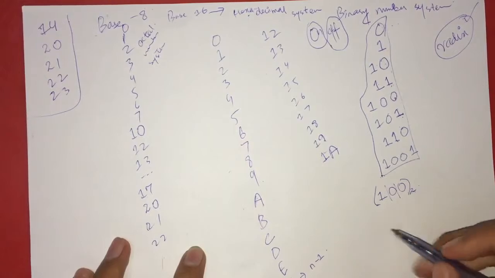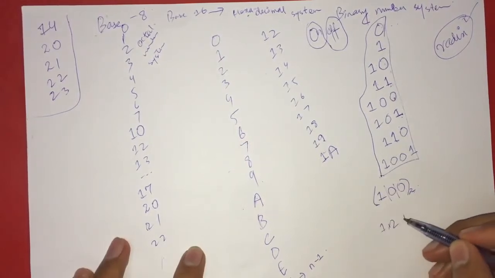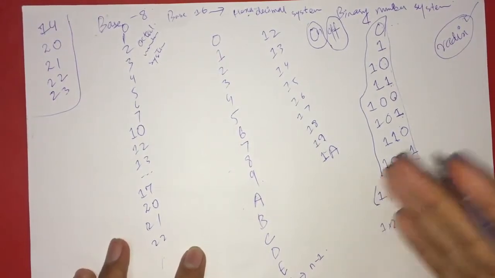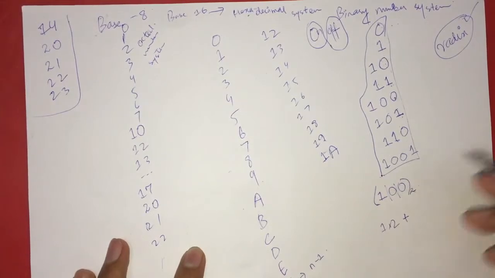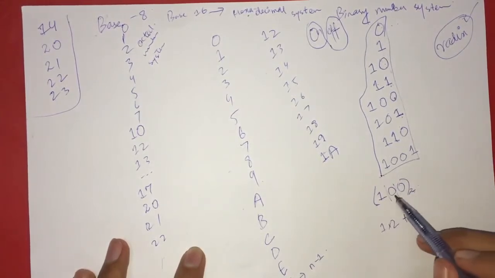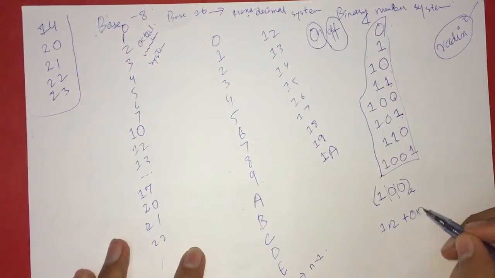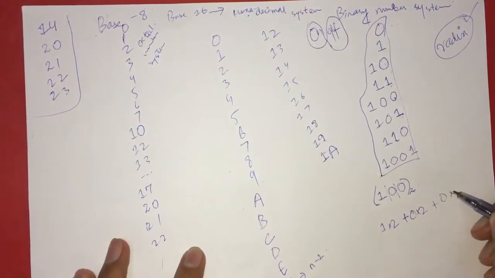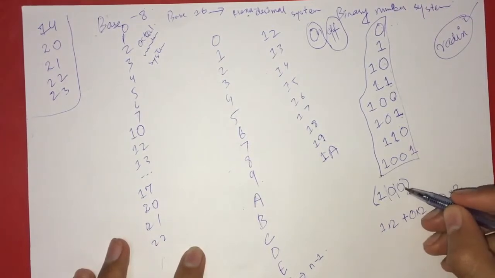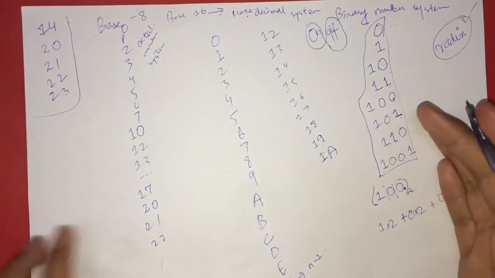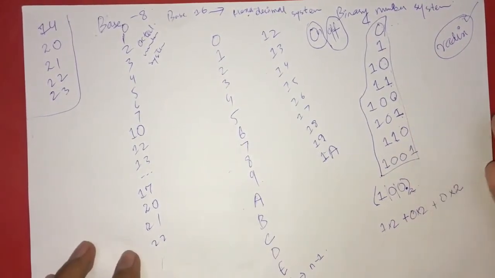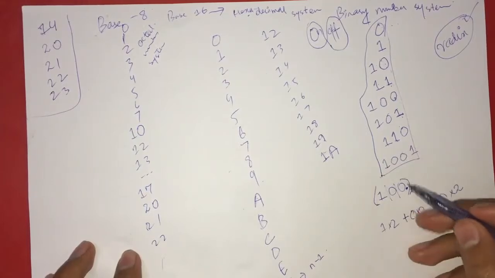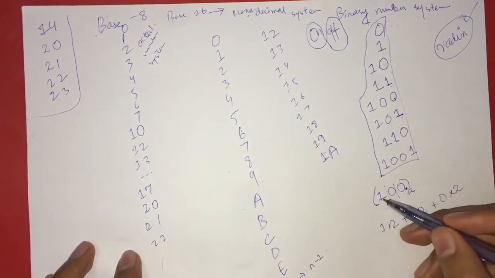so 1 into 2, and you add each product of the individual digit and the base. So 0 into 2 plus 0 into 2. While you do that, this is the point where the number ends. Starting from this point, you will go to the left, and you will increment the powers of 2 starting from 0.